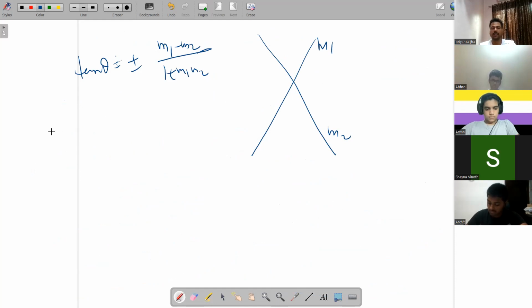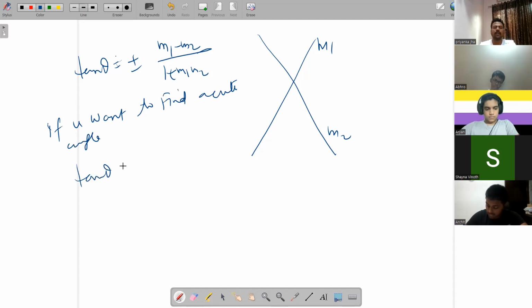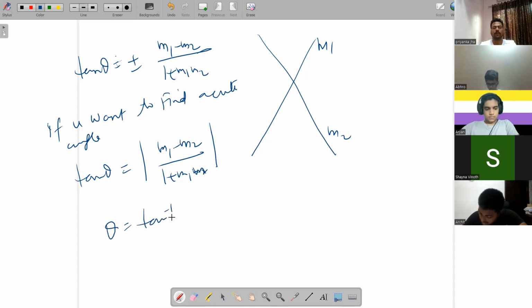Suppose you want to find the acute angle. So theta has to be positive. So just take tan theta is mod of M1 minus M2 upon 1 plus M1 into M2. So theta is tan inverse of mod of M1 minus M2 upon 1 plus M1 into M2.